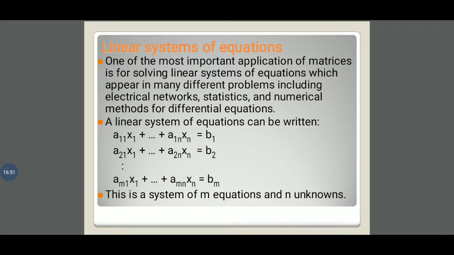If you want to write it in matrix form, that is given by the equation A x is equal to B, where capital A will be our coefficient matrix, x is a set of unknowns x1 to xn, and capital B is our b1, b2 to bn. This is the matrix representation of the linear system of equations.